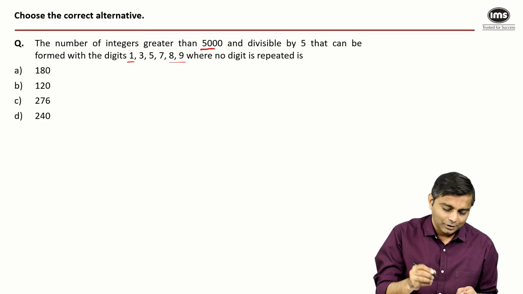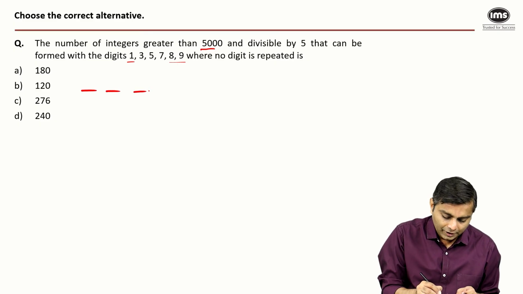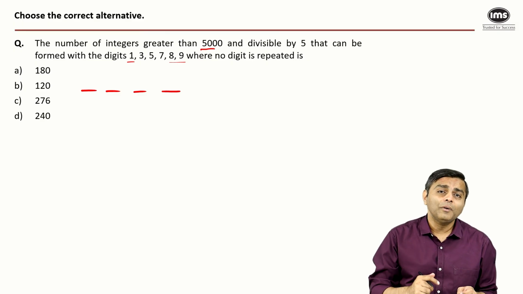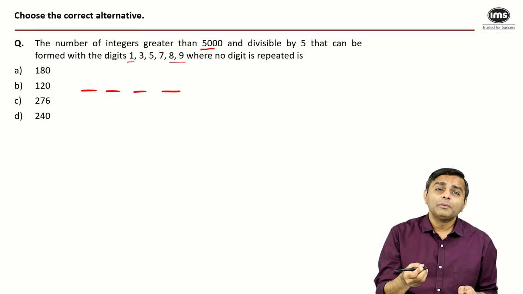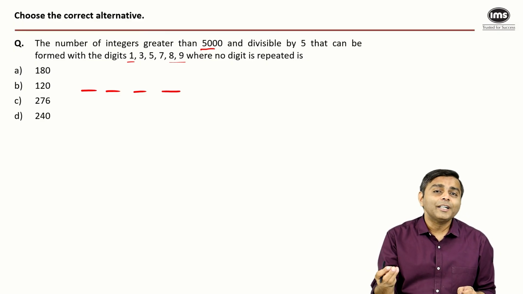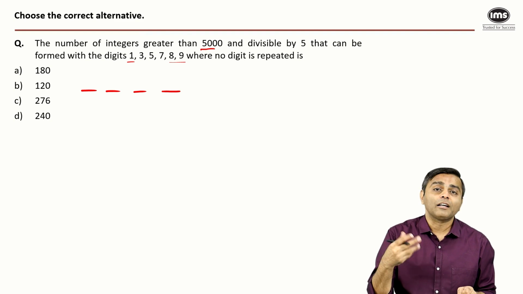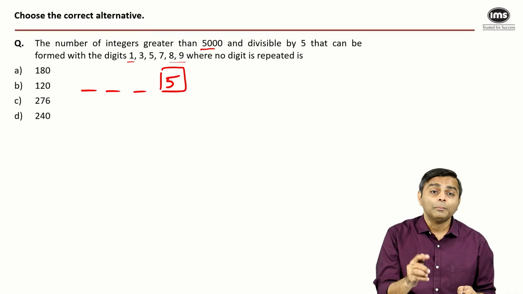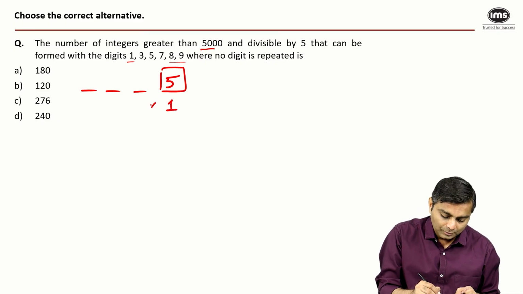Okay, let's start with the 4-digit numbers. So, for the 4-digit numbers, positions 1, 2, 3 and 4, the number has to be greater than 5000 and you want it to be divisible by 5. For divisibility by 5, the units place has to be either 0 or 5. Thankfully, there is no 0, which means we will have to fix 5 here. Correct? So, there is only one possibility for this place.